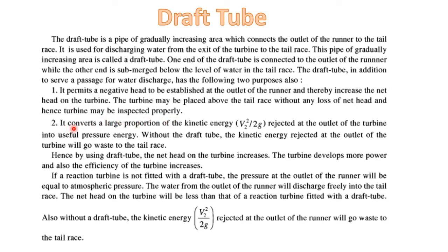Second, it converts a large proportion of the kinetic energy rejected at the outlet of the turbine into useful pressure energy. Without the draft tube, the kinetic energy rejected at the outlet of the turbine will go waste to the tail race. Hence, by using a draft tube, the net head on the turbine increases, the turbine develops more power, and also the efficiency of the turbine increases.